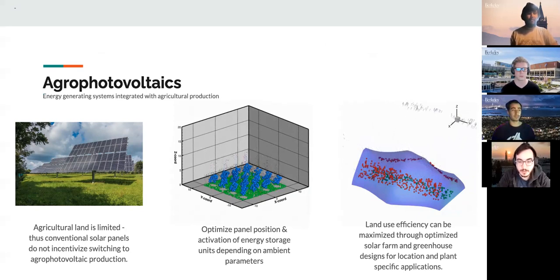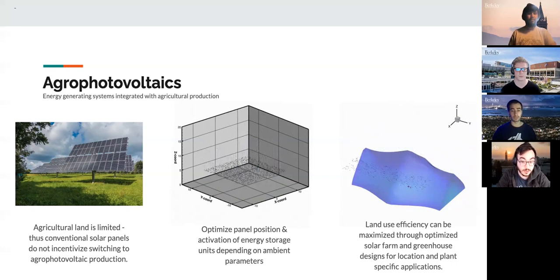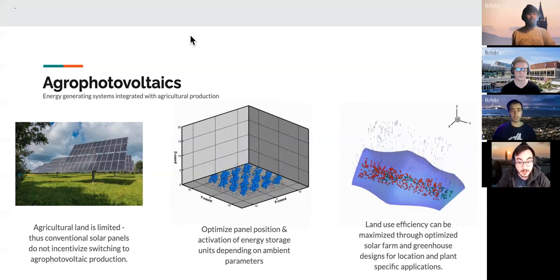The motivation behind looking into this is because agricultural land is limited, and conventional solar panels do not incentivize switching to agrophotovoltaic production. So machine learning algorithms can be used to figure out the optimal panel position and activation of energy storage units depending on ambient parameters for certain objectives, such as plant growth, net energy usage, and reduced water usage.